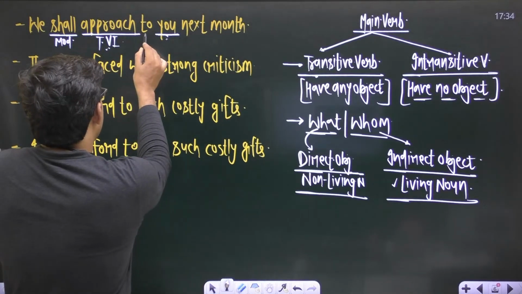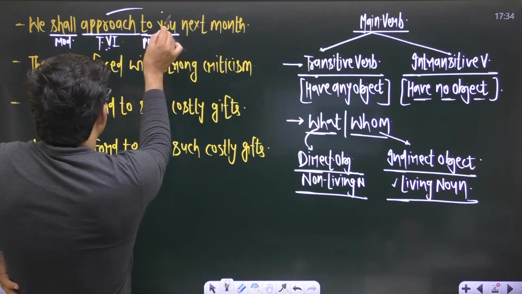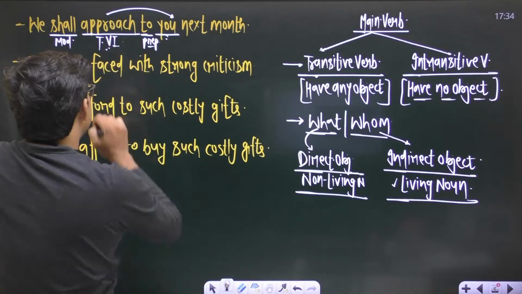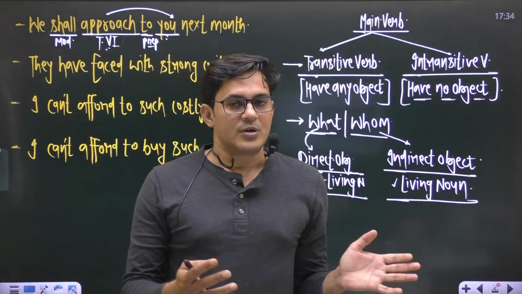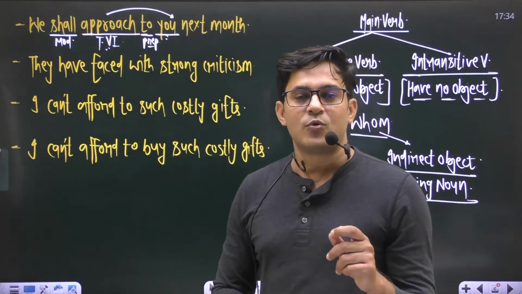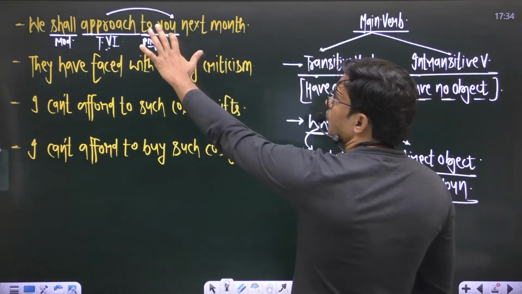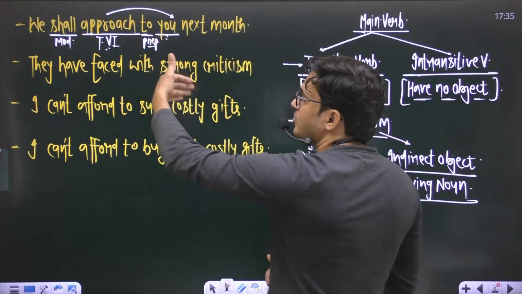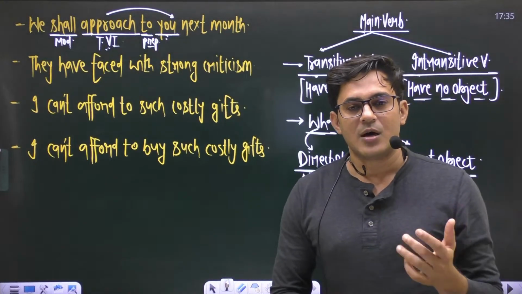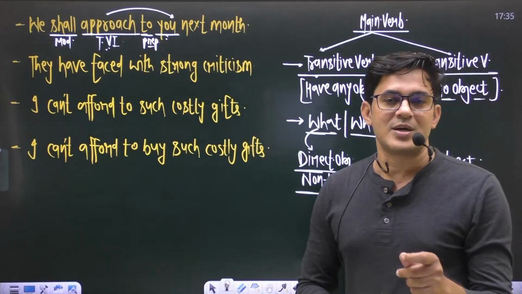And intransitive verbs are followed by a preposition. Just suppose this verb is transitive. Transitive verbs are followed by an object, right? So we have to drop the preposition to. And if this verb is intransitive, then intransitive verbs can be followed by a preposition. So our main focus is on whether this word you is an object or not. You have to find this out. If you put a question with the help of whom, you will find whether the verb is transitive or intransitive.